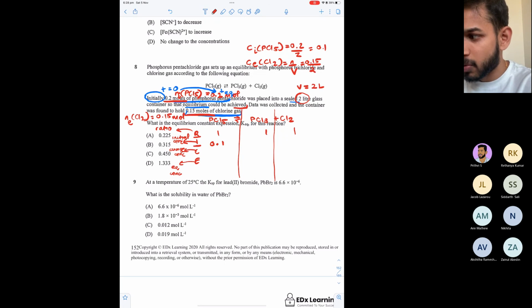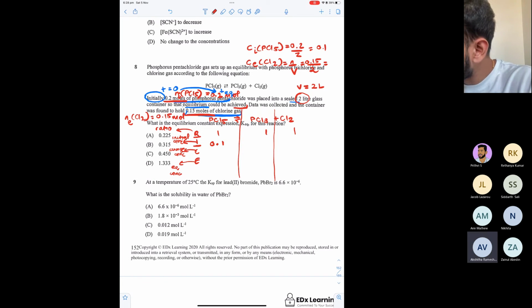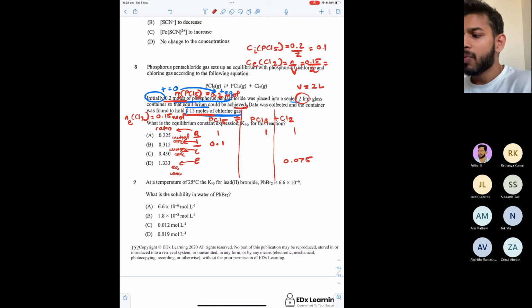0.15. What's the volume? 2. What's our answer for that? 0.075. Very good. Now, what was the initial concentration of phosphorus trichloride and chlorine gas, Ritanya? Because you need to visualize this.